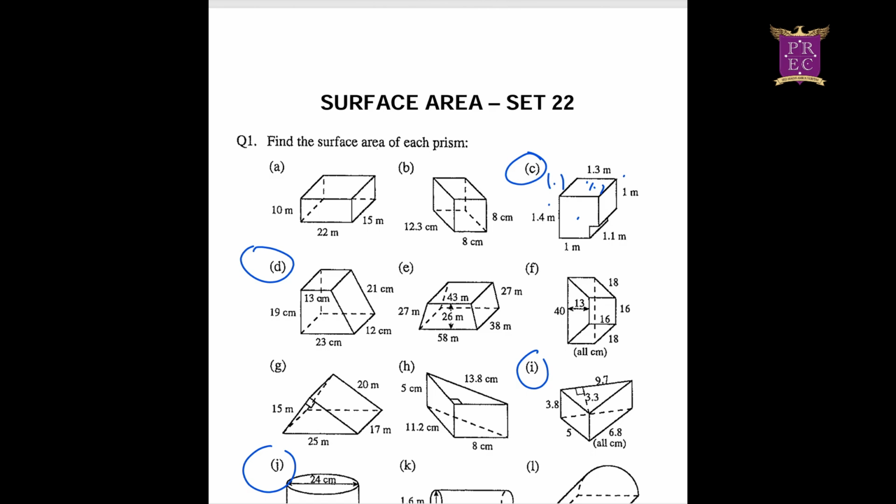Let's try to figure out what these lengths are. We know that this is 1.4 and this is 1 meter. So the missing length over here is 0.4. Okay? And we know that this length is 1.3 and this is 1 meter. So the missing length over here is 0.3. You can put meters. Okay? So that's what we're looking for.